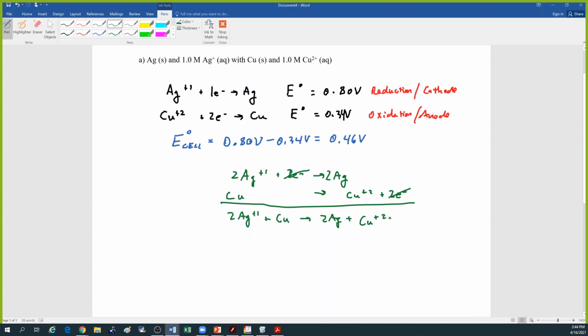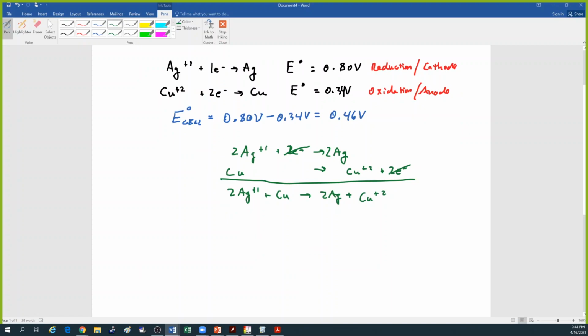So far, so good? Quick question. Sure. How come you can only flip the second one? Well, because what the numbers tell us is which one is more reducible, like which one wants to be reduced more, right? So we've already claimed that this is the one that's going to be reduced. That means it has to go this way. And if this one's reduced, the other one has to be oxidized. So it's going in the other direction.